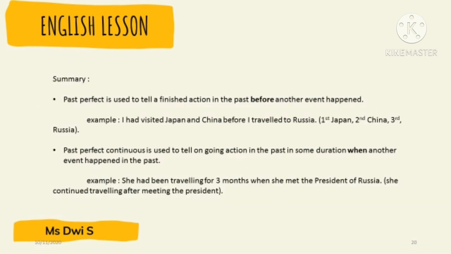Finally, we arrived at the summary part. We are at the end of the discussion. Past perfect is used to tell a finished action in the past before another event happened, while past perfect continuous is used to tell an ongoing action in the past, for some duration, when another event happened in the past.